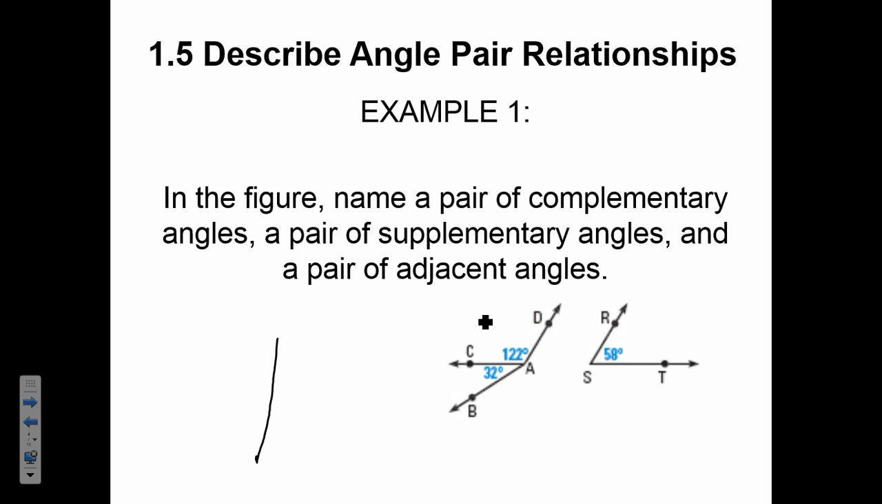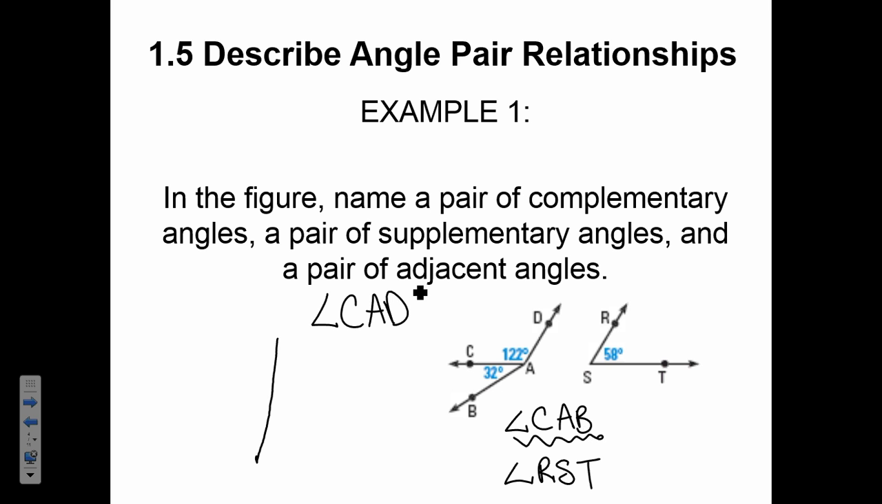In the figure, name a pair of complementary angles. That means they have to add up to 90 degrees. So complementary, if I take angle CAB, this one, and angle RST, both of those add up to 90 degrees. These two are complementary to each other. A pair of supplementary angles would be angle CAD, this one, and if I add it to this one, angle RST, they add up to 180.